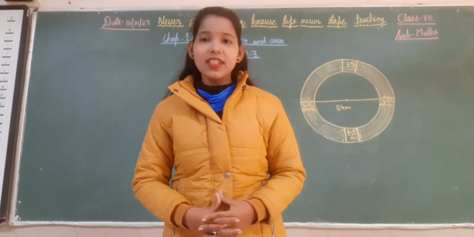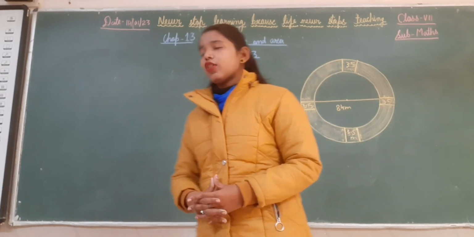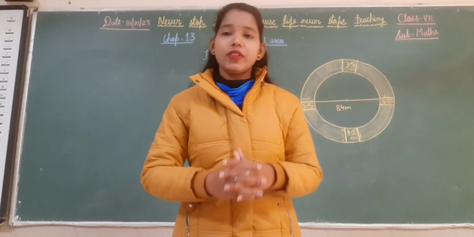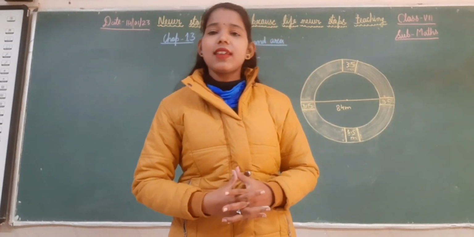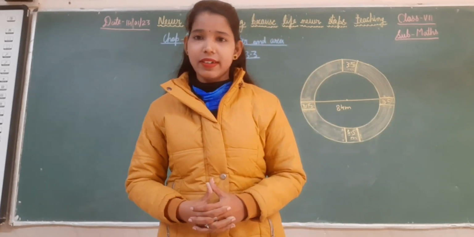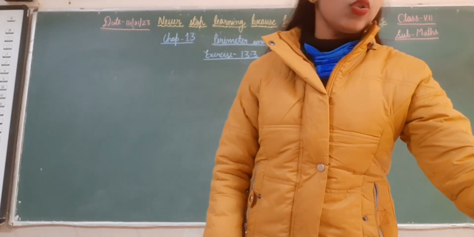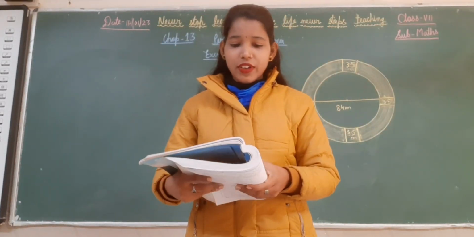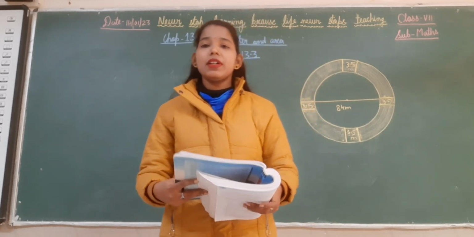Class 7, as you all know, we are on chapter 13, perimeter and area, and we were doing the last exercise, that is 13.3, right? We have done till question number 13, so today we have to do question number 15.